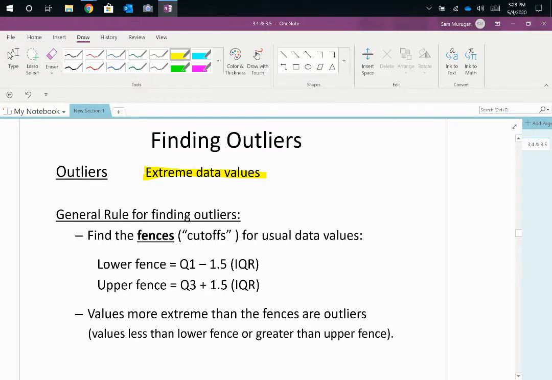Now, the general rule for finding outliers is to find fences or cutoffs for the usual data values. A lower fence is equivalent to quartile 1 minus 1.5 times the IQR, and an upper fence is quartile 3 plus 1.5 times the IQR. Values more extreme than the fences are outliers. Values less than the lower fence or greater than the upper fence would be outliers.